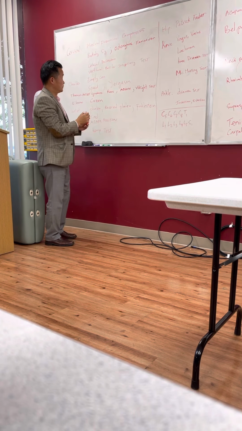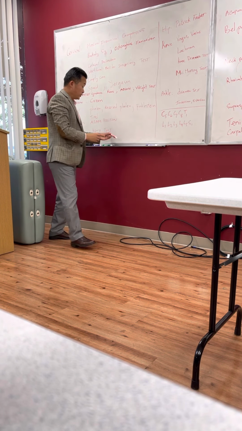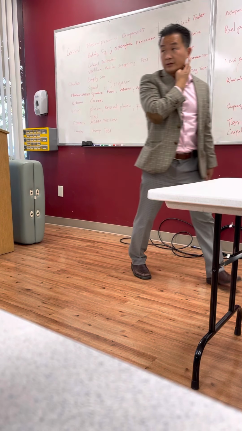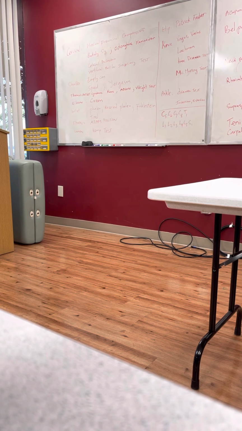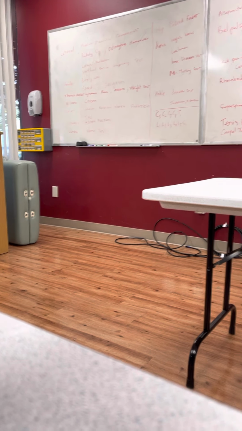So with O'Donoghue's maneuver, you use this test to differentiate between the muscle problem and the joint problem. I talked about this last week, right? You differentiate between the muscle and the joint problem, tendon and ligament problem.